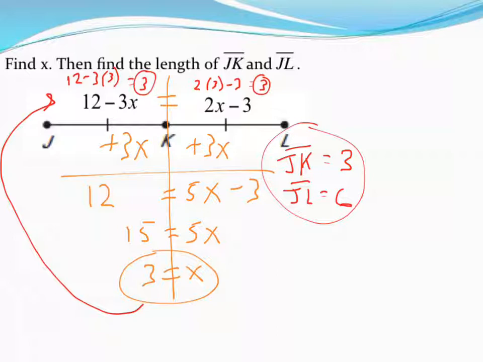And there you go, x should have been equal to 3. Once you went and plugged that back in, segment JK was 3 units long, and if you double that to get the entire segment, which is JL, that should have been 6 units.